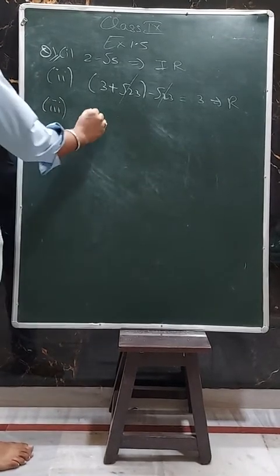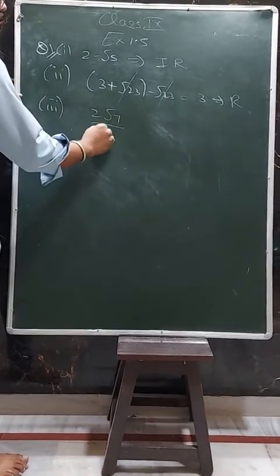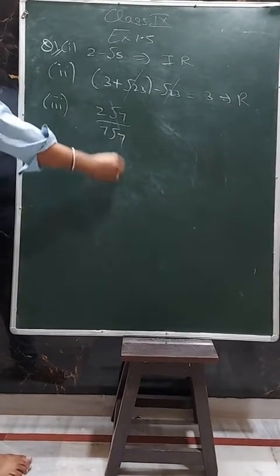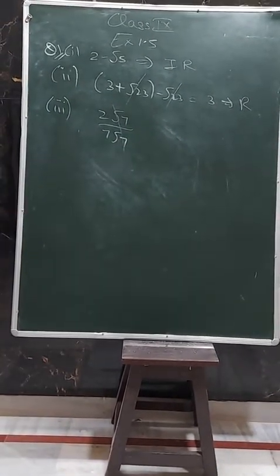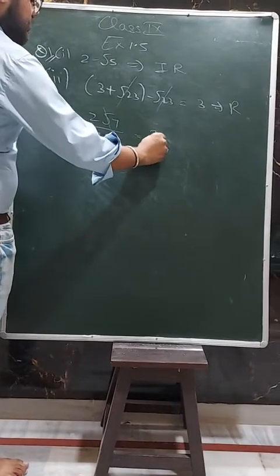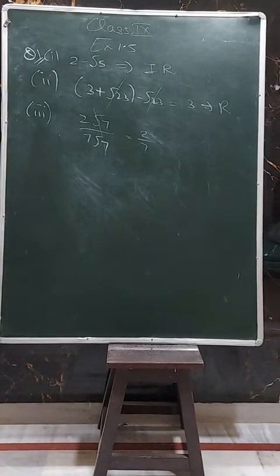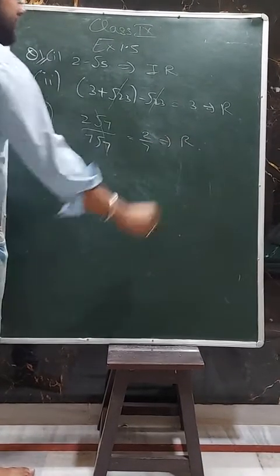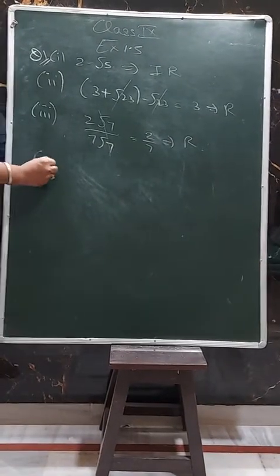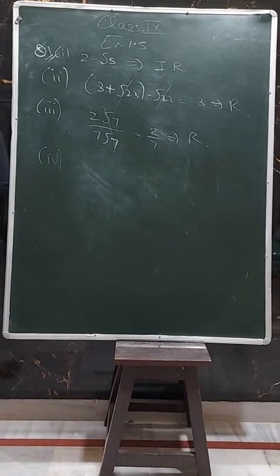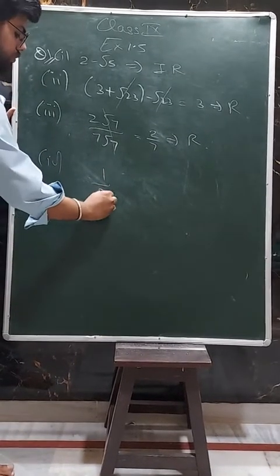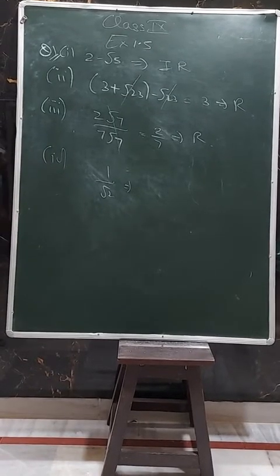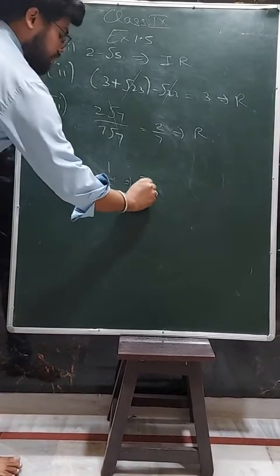Then third part, 2 root 7 upon 7 root 7. Here root 7 cancels, meaning 2 upon 7. And 2 upon 7, we all know this is a rational number because root is not there. So simply this number is rational. Now fourth part, 1 upon root 2. Now we can't solve the root 2. So simply this number is an irrational number.